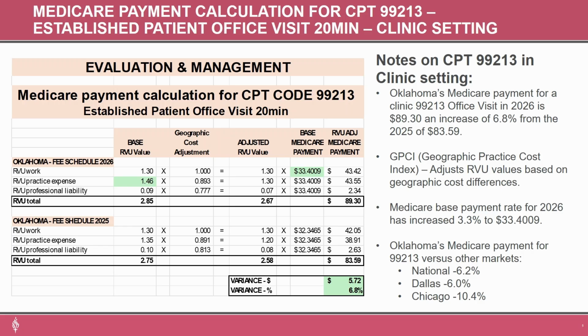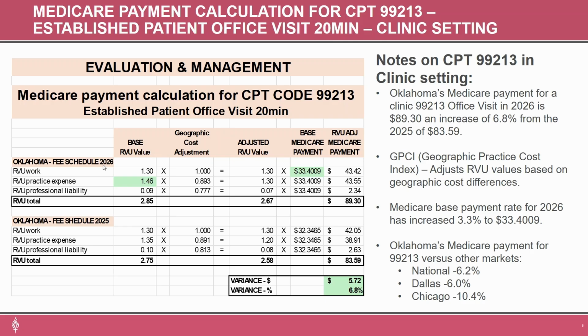Now that we understand that there are three distinct types of RVUs, let's see how Medicare uses these relative value units to calculate payments for physician and advanced practitioner services. I've selected CPT code 99213, which is one of the most popular office visit codes. It is for established patient office visits that approximate 20 minutes. This is in the clinic setting, and the calculation is as follows.